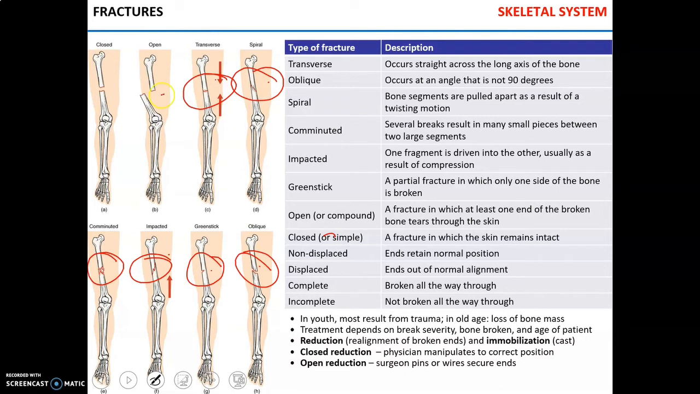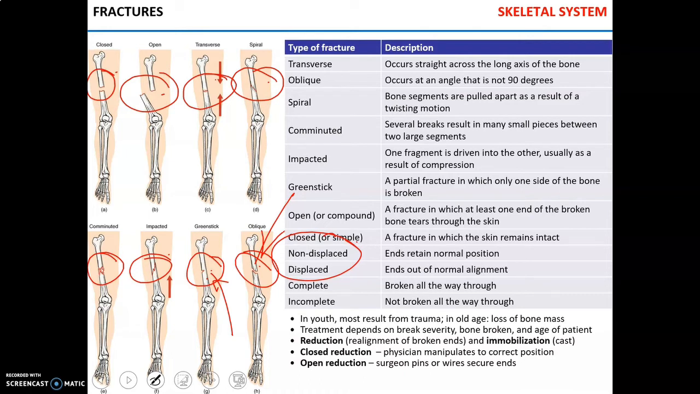Open and closed fracture. In open fracture, a bone fragment penetrates the skin, and in closed fracture, skin remains intact. Other fractures that are not illustrated here: displaced versus non-displaced. In non-displaced fracture, bones do not move from their normal position, and in displaced, they do. Complete and incomplete. So basically, green stick fracture is an example of incomplete, and here in this illustration, oblique fracture is the complete breakage of the bone.